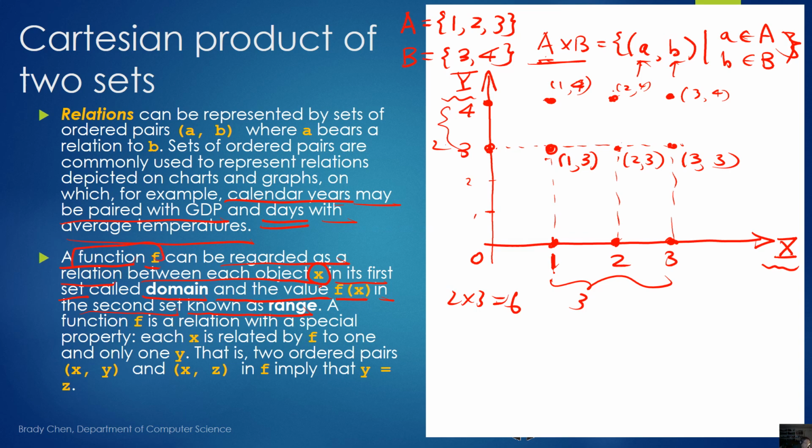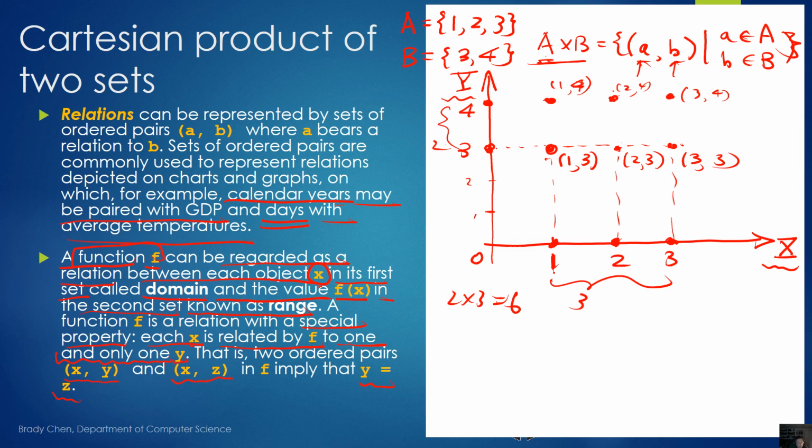Now here's how the function is defined. A function f is a relation with a special property. So for a function, you cannot just randomly define any relation, but there's a property that says each x in the first set is related by f to one and only one value y in the second set. So that means if you have two ordered pairs, (x, y) and (x, z), then y and z have to be the same element, because each x is related to one and only one y.